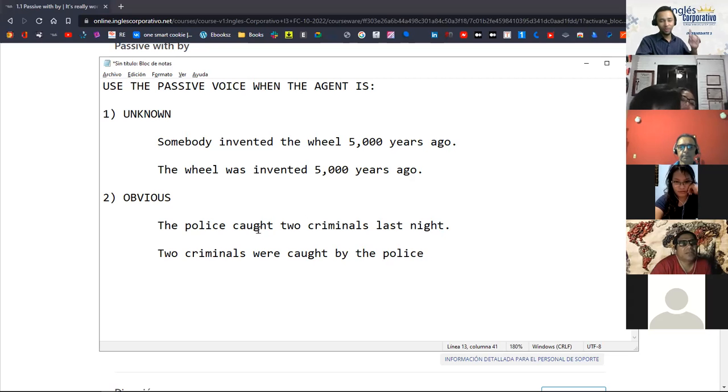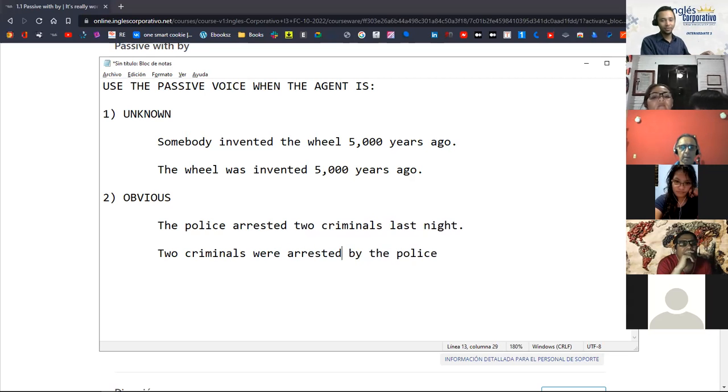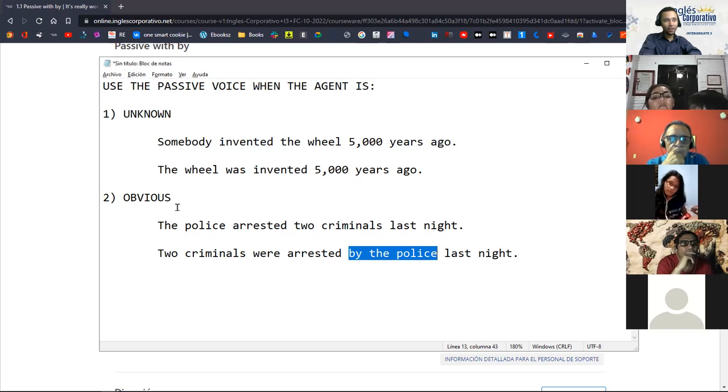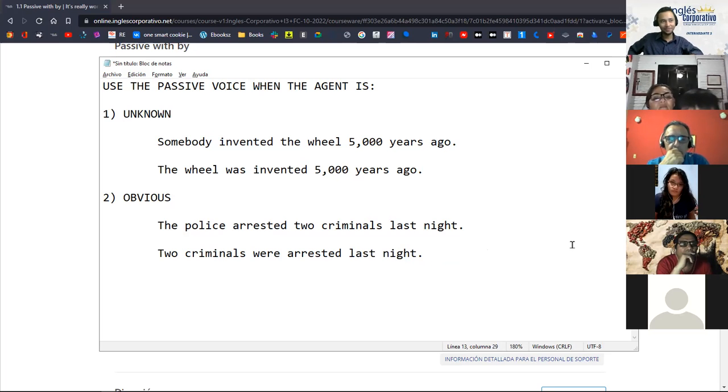Bueno, vamos a cambiar aquí el verbo solo para que no nos confundamos mucho, porque puede ser que más de una persona capture a un criminal. Bueno, arrested. Vamos a ponerle arrested, ¿verdad? Para evitar cualquier confusión. The criminals were arrested by the police last night. This is good, but there is one problem. The problem is that the agent is obvious. Okay. ¿Quién más que la policía arresta a los criminales? Entonces, no necesitamos utilizarlo. Solo decimos, two criminals were arrested last night. Dicen, ¿y quién los arrestó? La policía. Okay. No es necesario mencionarlo. So, two criminals were arrested last night.